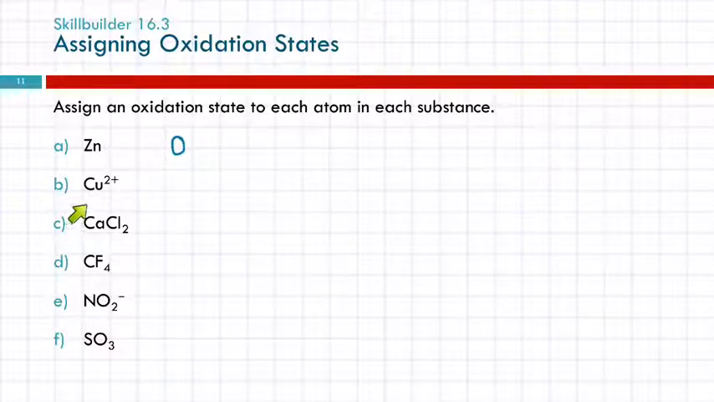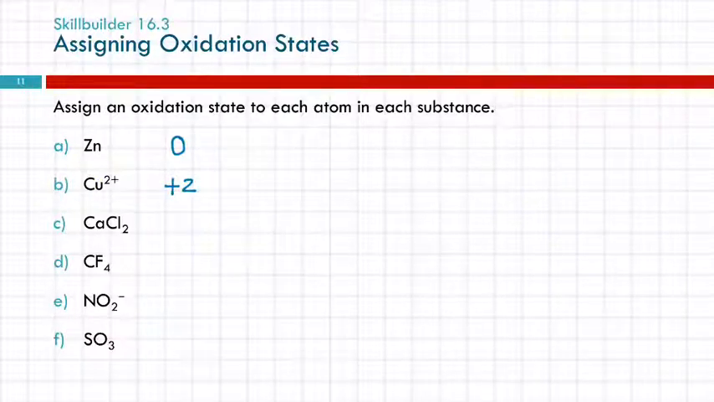Here we have a copper 2 ion. So what's the oxidation state? Yeah, it's +2. I'm not going to hold you to this, but just in case you're wondering, with oxidation states, the sign comes first. With charges, the sign comes second.